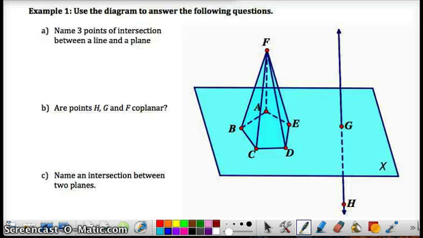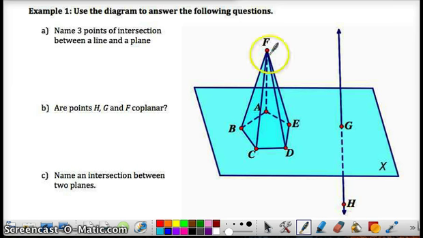So initially it's really detail oriented. So you have to practice it to make sure you're doing your homework and working on proper notation so it becomes fluid to you because it's a language, you know. So 1A says name 3 points of intersection between a line and a plane.